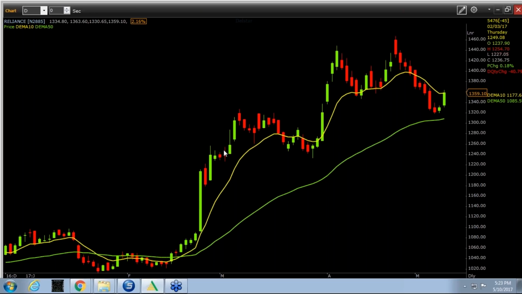So if the pattern doesn't work, or if the strategy doesn't work, then what you should do is get out of a losing trade. That also is very important. So before entering a trade, you should have a fair idea of what your worst case scenario is, or what you will do, so that you don't take a major hit on your overall capital.